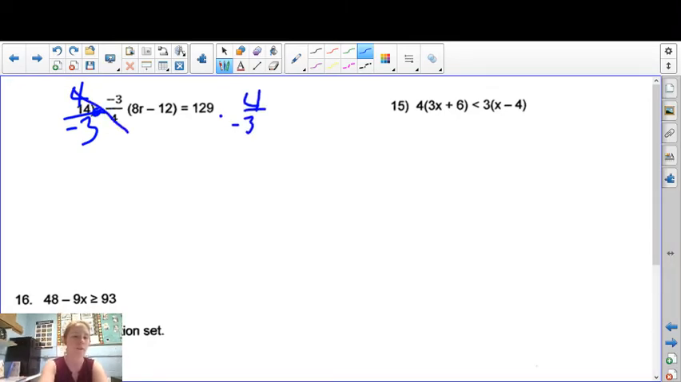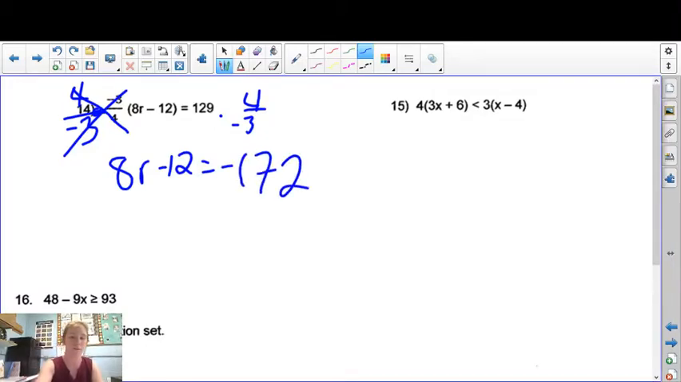So the 4's cancel out, the negative 3's cancel out, and I'm left with 8r minus 12. And then I like to simplify things, so I'm going to take 129 divided by negative 3 first, which is negative 43, and take that times 4. Gives me negative 172.